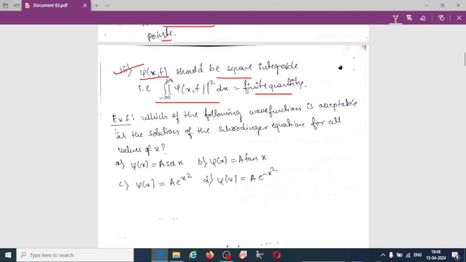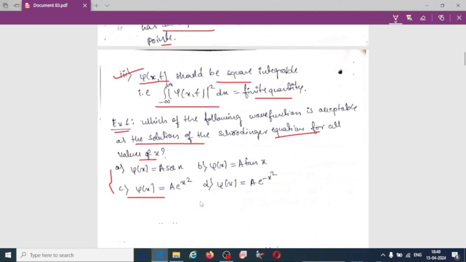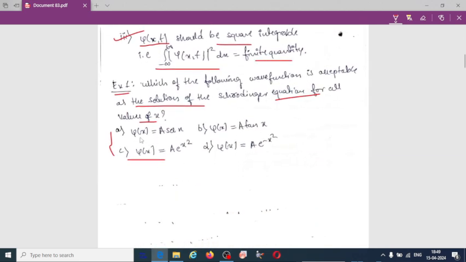So let us take some examples. First one: which of the following wave functions is acceptable as a solution of the Schrodinger equation for all values of x? The Schrodinger equation is for the total energy, nothing but the Hamiltonian, equal to kinetic energy plus potential energy. Here they have given four options. We have to find out which of the following wave functions is acceptable. If we read these conditions, we can solve this. In the four options here, the wave functions are a sec x, a tan x, and two are in terms of exponentials.